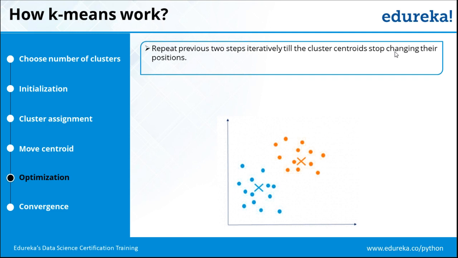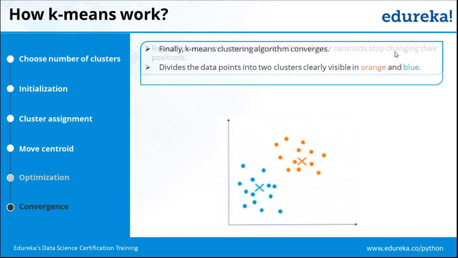So this is what we are going to have at convergence, where we say now no more changes are happening. It means our clustering technique has converged, right? So this is how we do this, and this is how the K-means algorithm works.